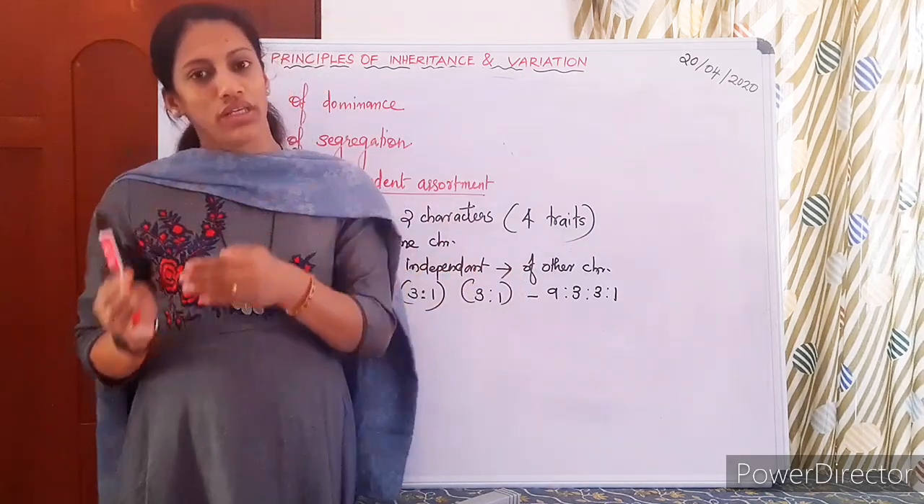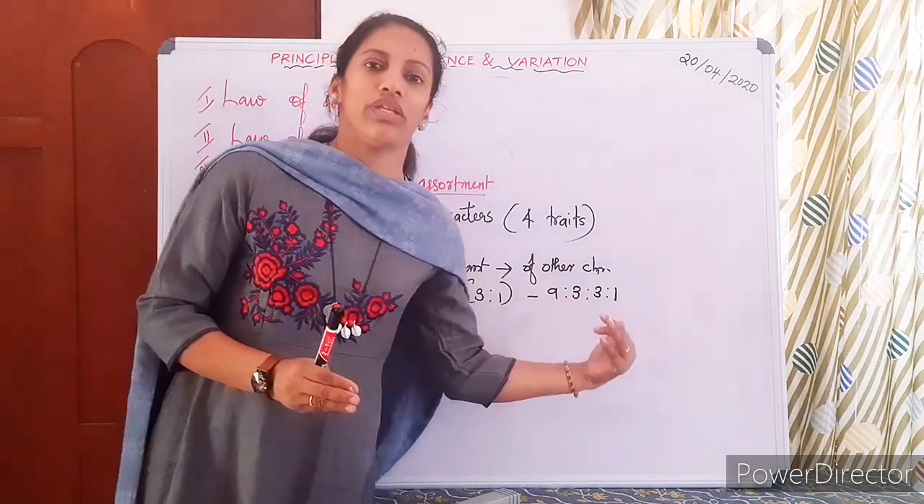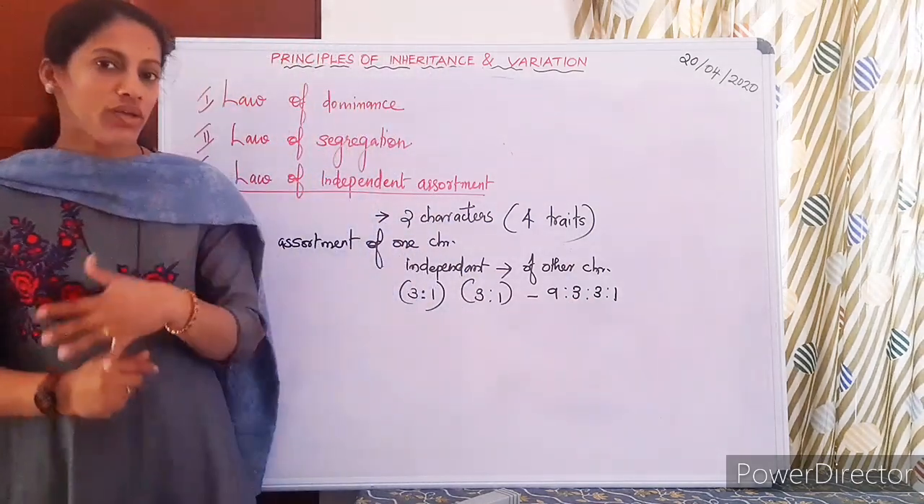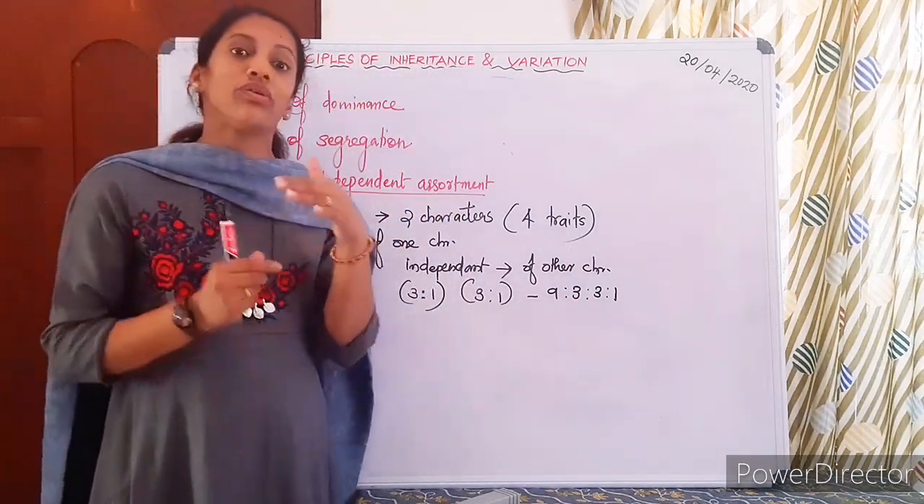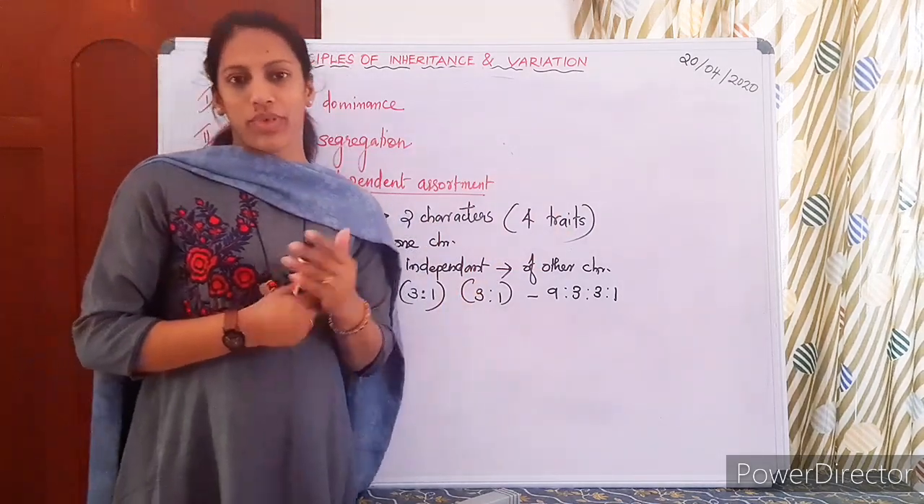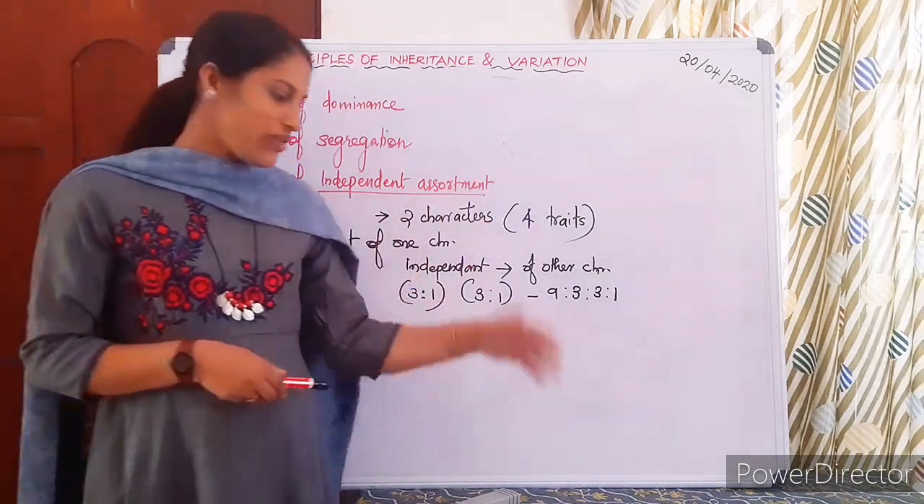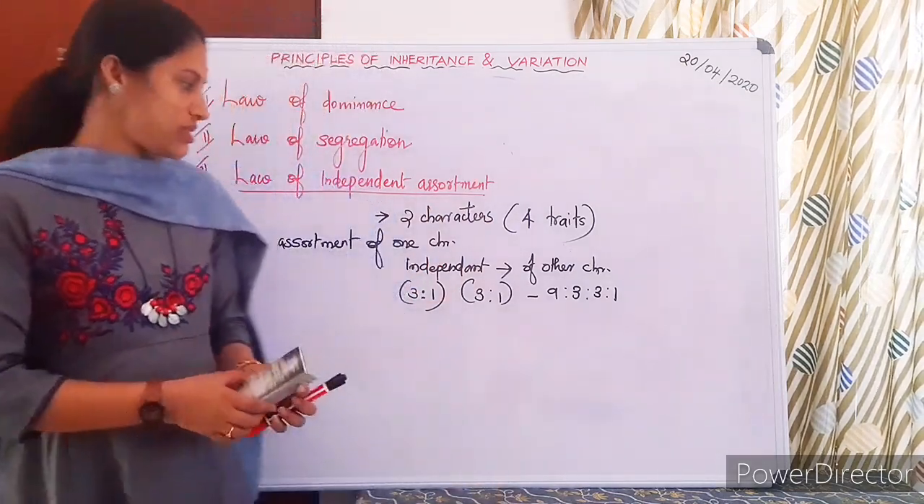Both go in 3:1 ratio. So we get a multiplied ratio 9:3:3:1. This is what the law states. One character goes independent of the other. But later this is greatly criticized by the concept of linkage. And linkage versus independent assortment, we have a separate topic. That time we will discuss it.